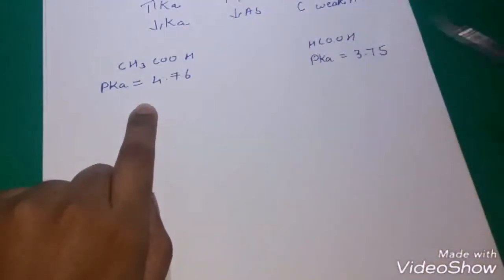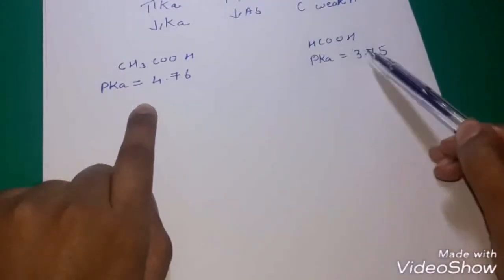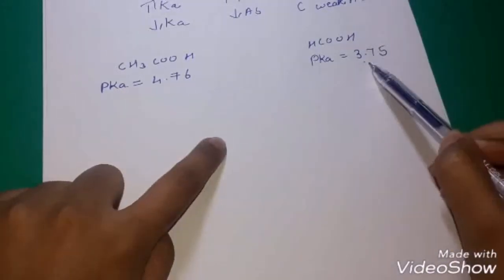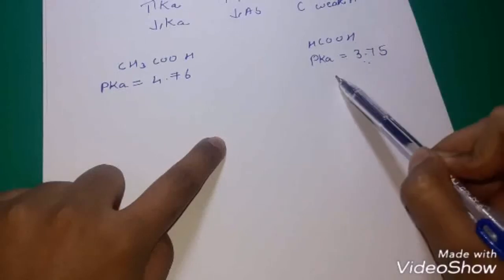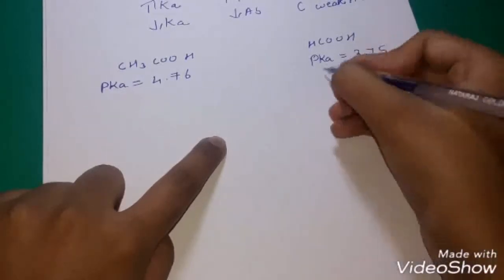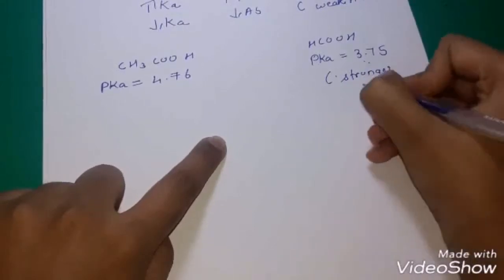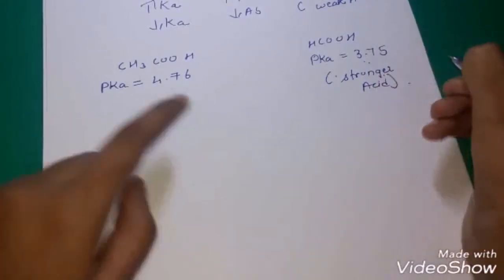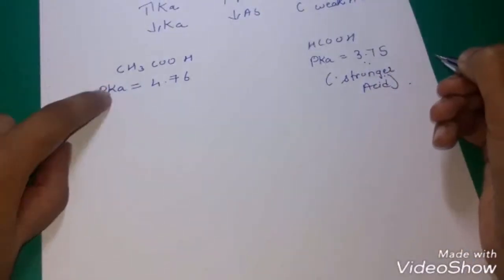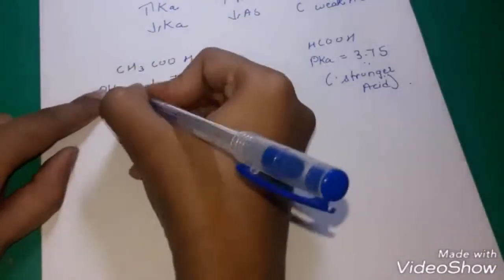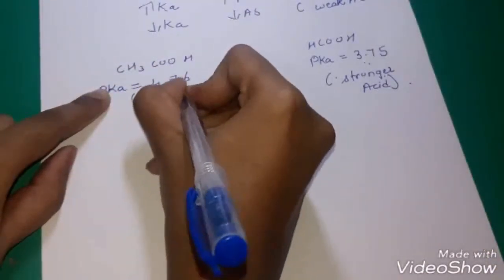So from this, pKa for formic acid is low. That means its acidic strength is high, and this one is the stronger acid compared to acetic acid, because its pKa value is high. So this one will be a weaker acid.